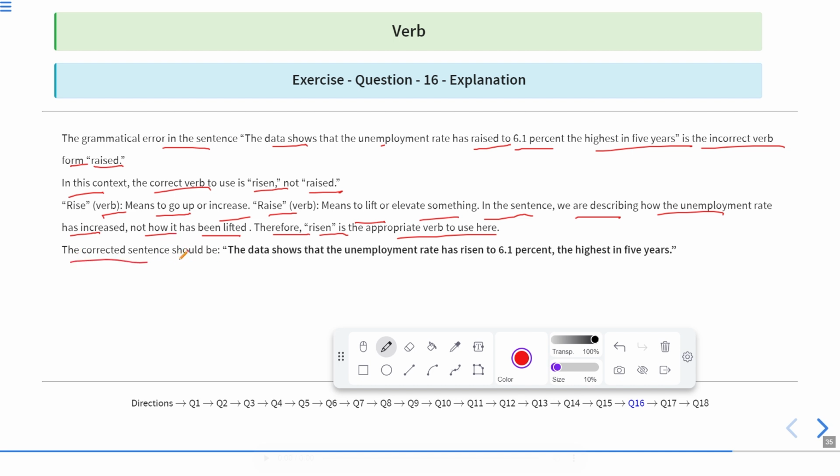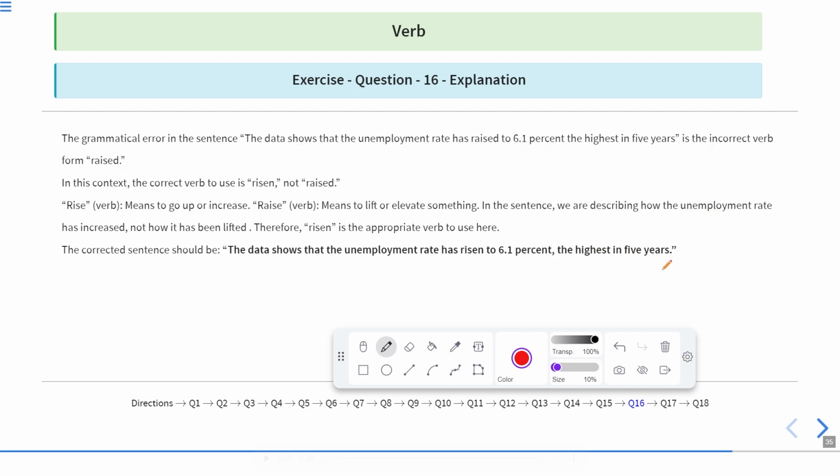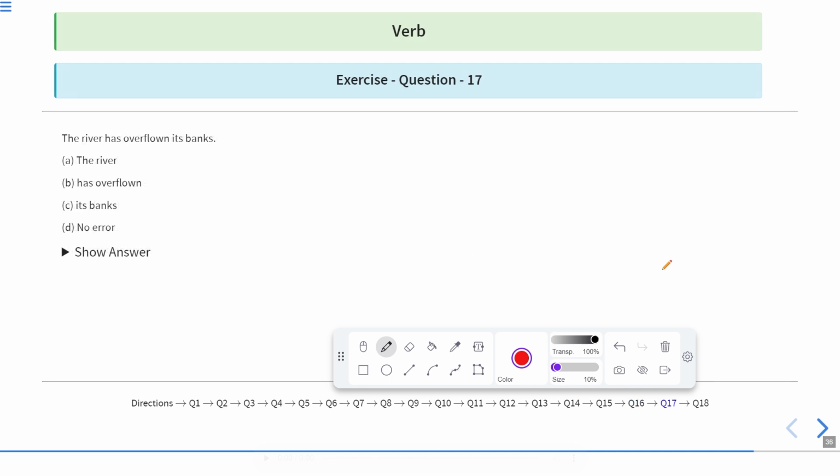The correct sentence should be, "The data shows that the unemployment rate has risen to 6.1%, the highest in 5 years." Okay. This is a very, very important question. Now let us move to the next one. This is question number 17.